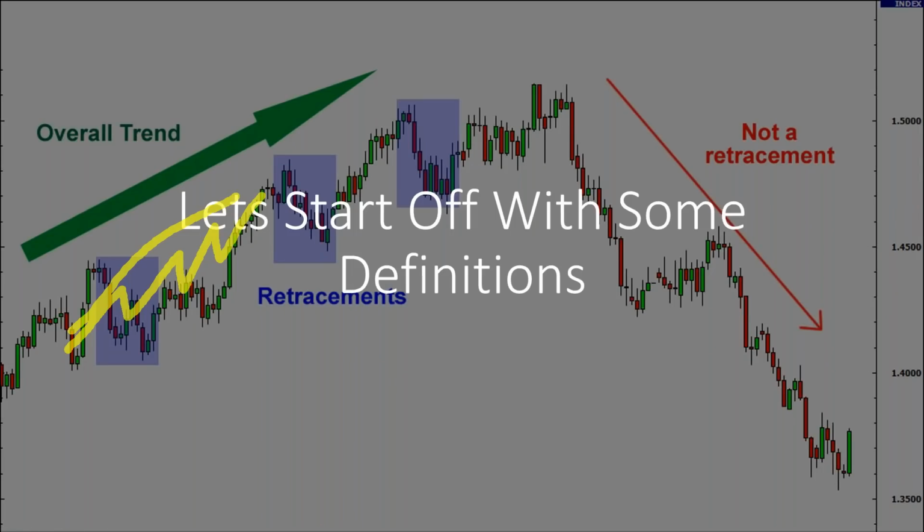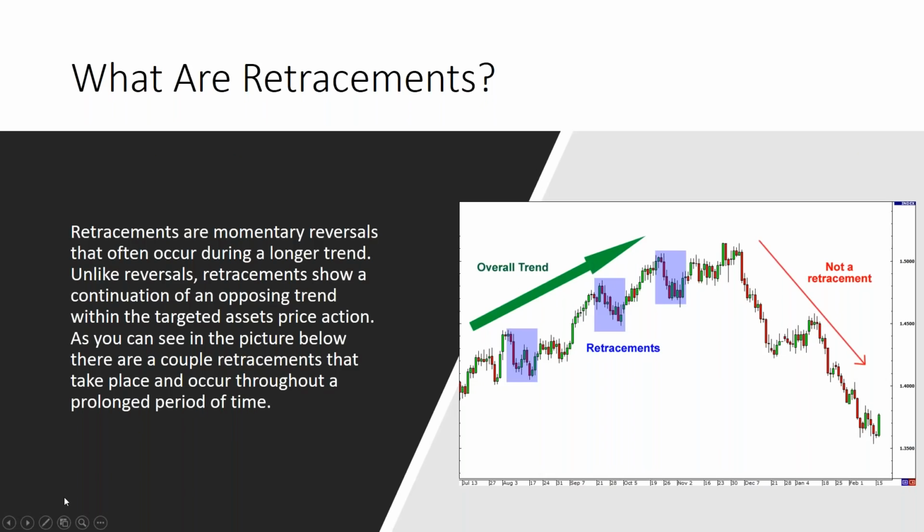So let's start off with some general definitions. Retracements are momentary reversals that often occur during a longer trend. Unlike reversals, retracements show a continuation of an opposing trend within the targeted asset's price action. So as you can see in the picture on the right, there are a couple of retracements that take place and occur throughout a prolonged period of time.